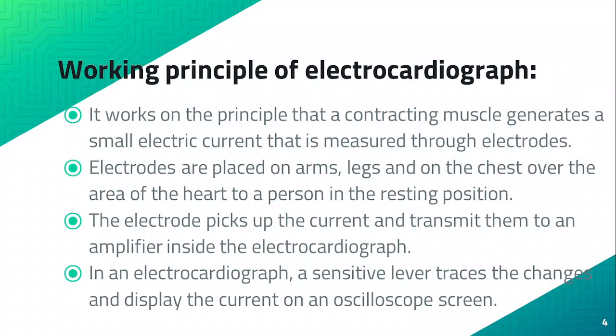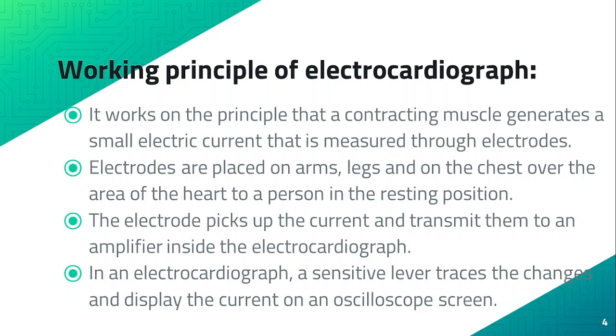Next, the working principle of the electrocardiograph. It works on the principle that a contracting muscle generates a small electric current that can be detected and measured through electrodes suitably placed on the body. The electrodes pick up the current and transmit it to an amplifier inside the electrocardiograph. In an electrocardiograph, a sensitive lever traces the changes in current on a moving sheet of paper.